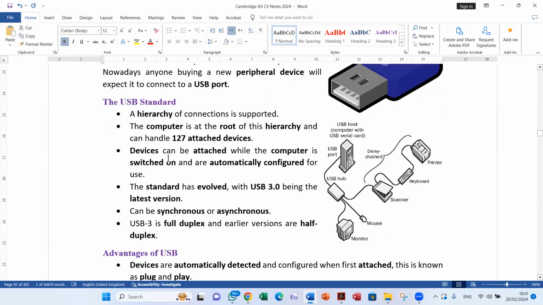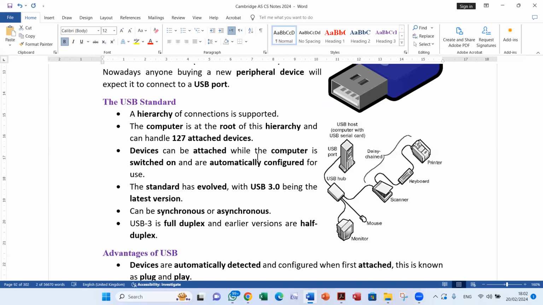The USB standard supports a hierarchy of connections. This is typical in the O level. The computer is at the root of this hierarchy and can handle 127 attached devices. You can plug a USB into the computer, and from it you can generate 4 or 5 other USB ports. Devices can be attached while the computer is switched on and are automatically configured.